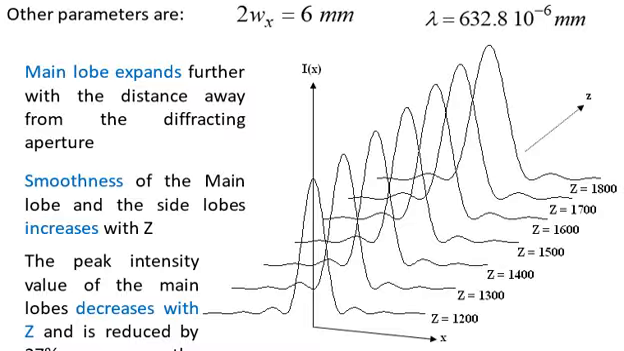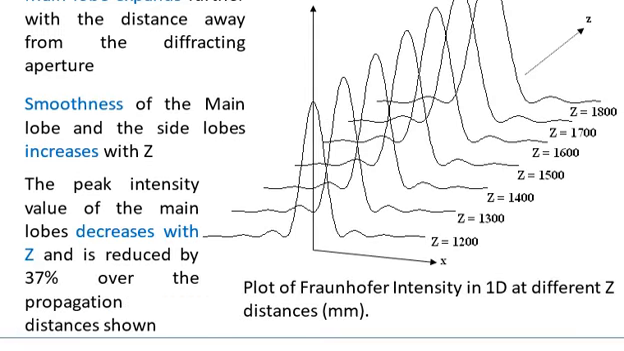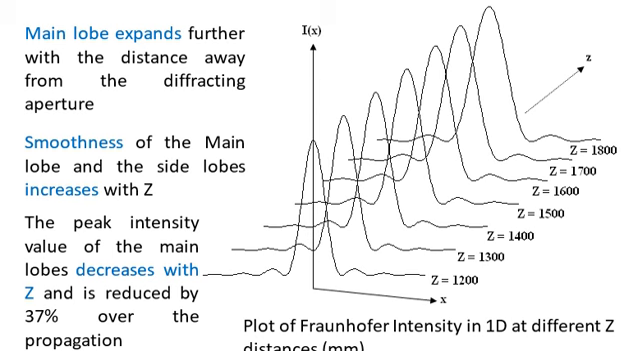So in the last graph, though we have shown the same intensities because we have plotted the normalized plots of these peak values, which are the same over here, actually we have noticed that in the last plot, which was at z equal to 1800 millimeter, the peak value was reduced in comparison with the plot at z equal to 1200 by 37%. But here we have shown the normalized plot. So these plots very clearly explain this.